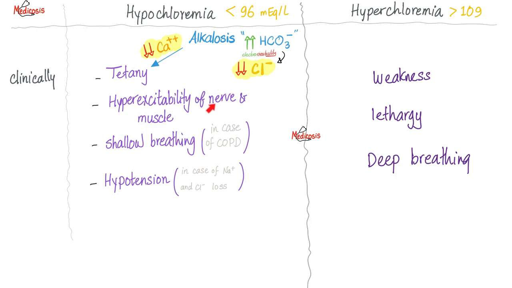And if nerves are hyperexcitable, they will excite the muscles too. Because who talks to the muscle? The nerve does. It's called the neuromuscular junction. Many of these patients have COPD, shallow breathing. Also, the hyperexcitability can lead to shallow breathing. Chloride follows sodium, which means if chloride is low, sodium is probably low. And if sodium and chloride are low, it means that the water is leaving the body, hypotension. Hyperchloremia can lead to weakness, lethargy, and the opposite, deep breathing.